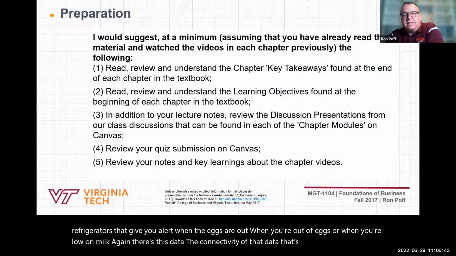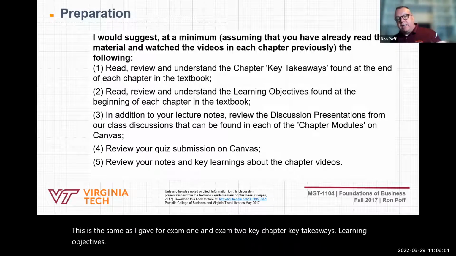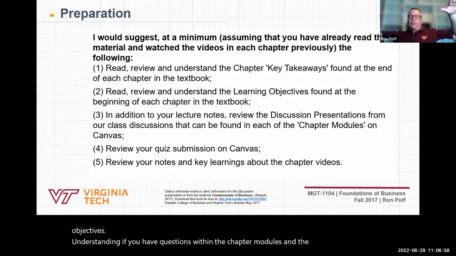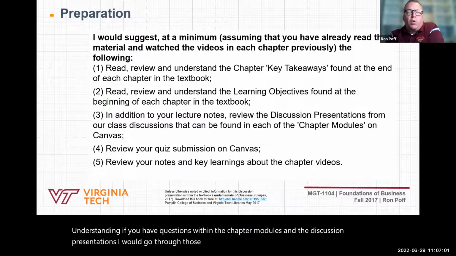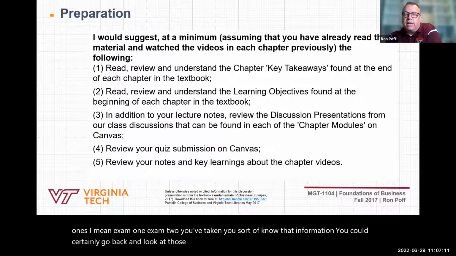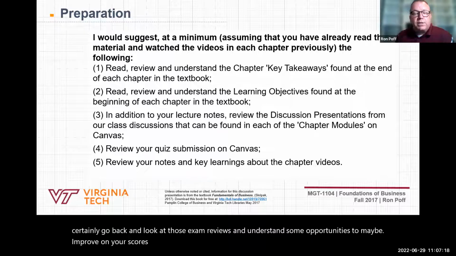So preparation, this is the same as I gave for exam 1 and exam 2. Key takeaways, learning objectives, understanding, you know, if you have questions within the chapter modules and the discussion presentations, I would go through those discussion presentations, especially the more recent ones. I mean, exam 1, exam 2, you've taken, you sort of know that information. You could certainly go back and look at those exam reviews and understand some opportunities to maybe improve on your scores from those types of questions.